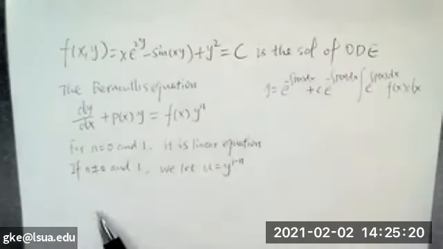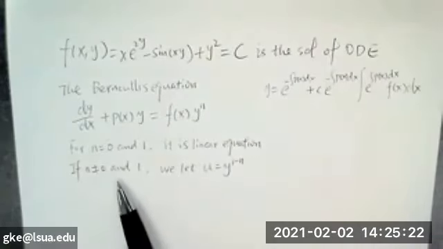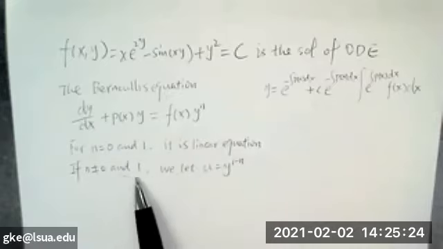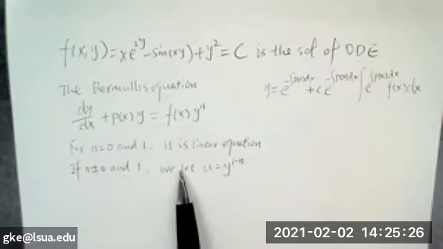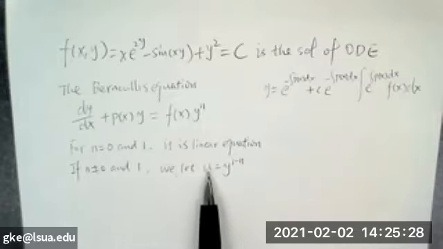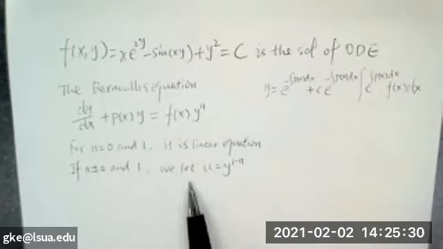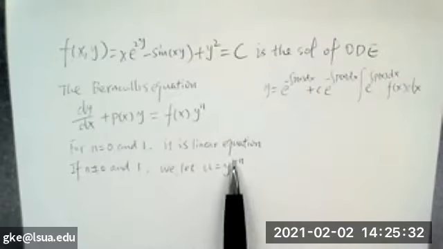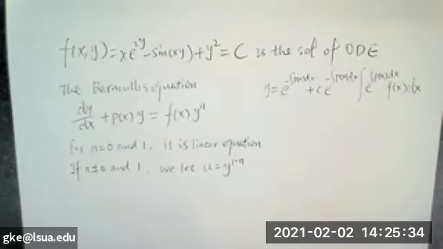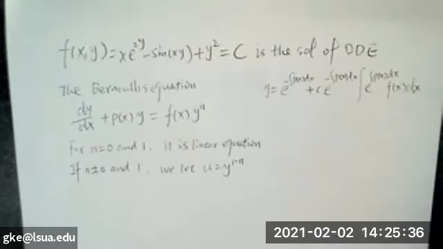Now, what if n doesn't equal 0 and 1? We're going to use substitution, okay? We let u equals y to the power 1 minus n, okay? So let's take a look. The first example. The first example is going to be here.